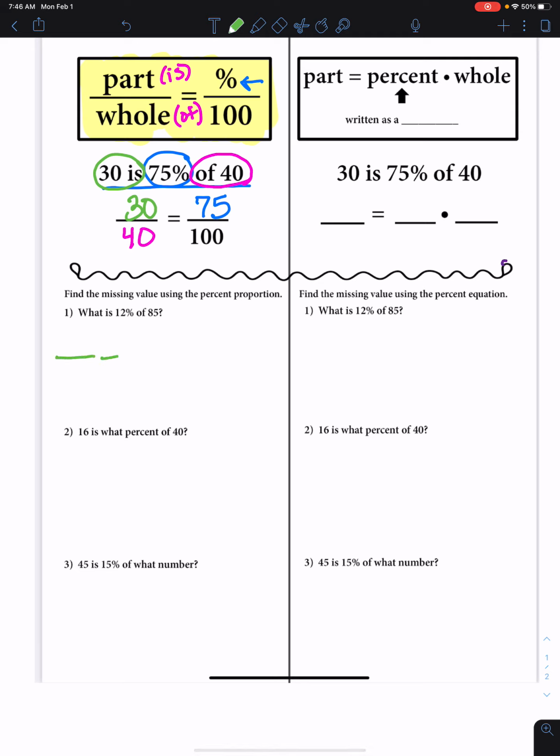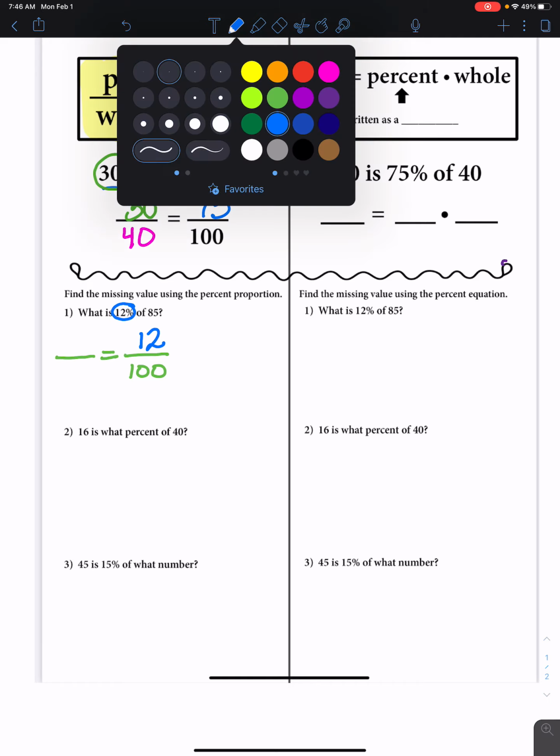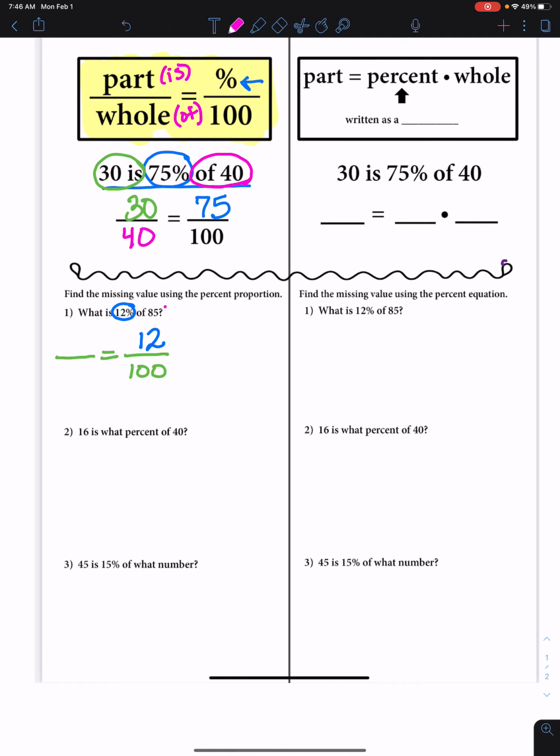Every single one of these problems will be set up as a proportion with 100 in the denominator of the second fraction. So it says find the missing value using the percent proportion. It says what is 12% of 85? Well, the easiest number to spot is this percent. It goes over 100. Now we have to decide if 85 is the part or if it's the whole. Well, since it's next to this word of, we know that it's the whole and goes down here. We don't know what the part is. We don't know what the is number is. In fact, it actually says what is. So that's where I'm going to put my variable.